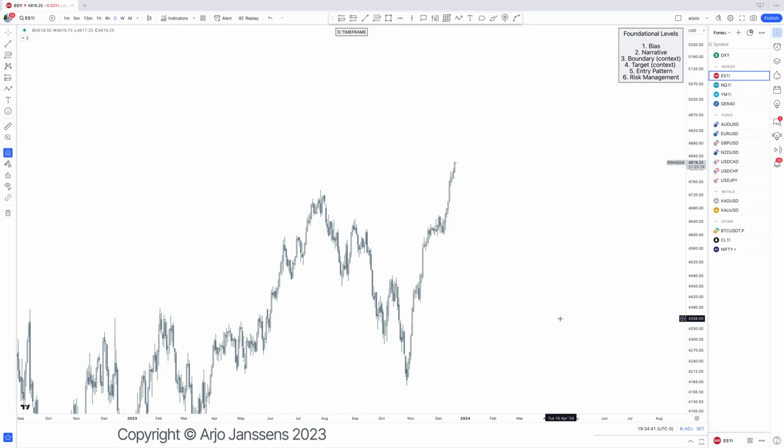That's very important. Then, to add on to that third bullet point as well, the 1 minute and the 5 minute are only for entries. So, of course, the foundational levels we see in the top right are bias, narrative, boundary, target, entry pattern, and risk management, where the boundary is ideally the PD array that we want to trade off of. The 1 minute and 5 minute can't act as the third foundational level, can't act as that boundary, can only act as an entry pattern.